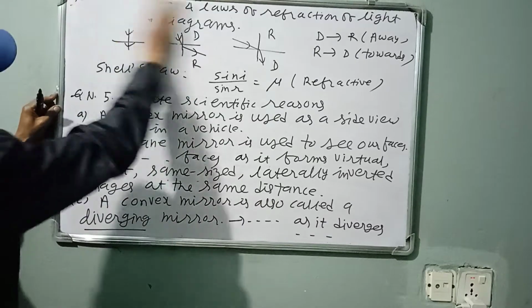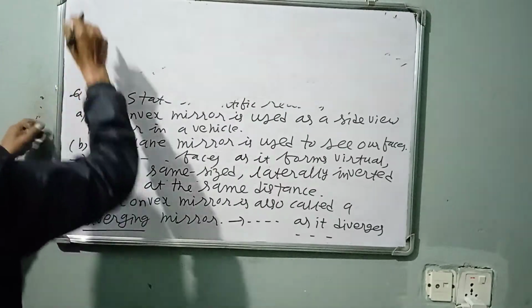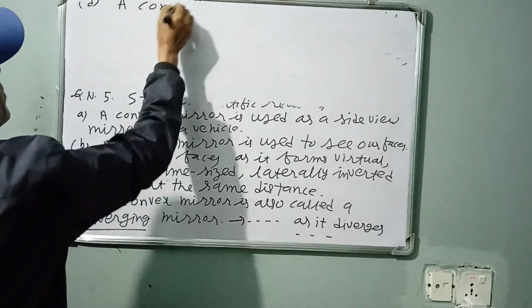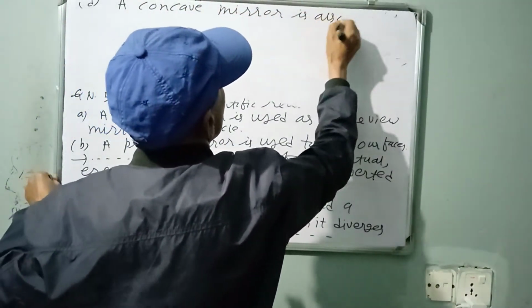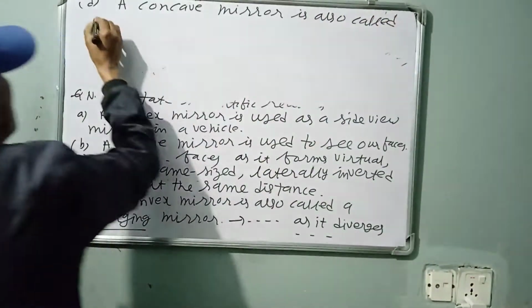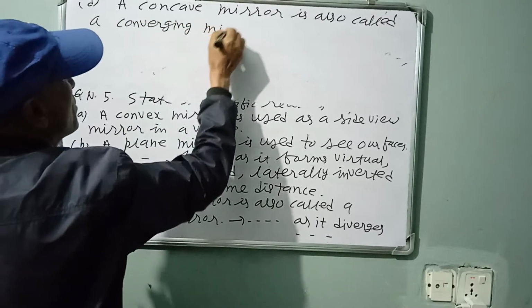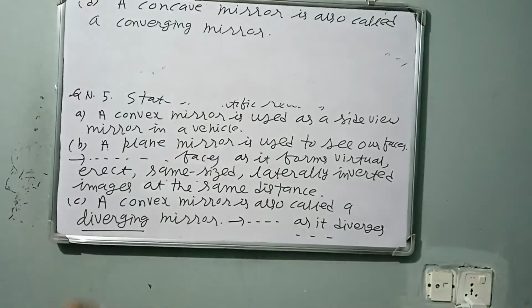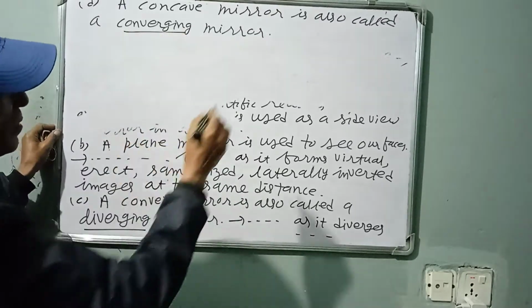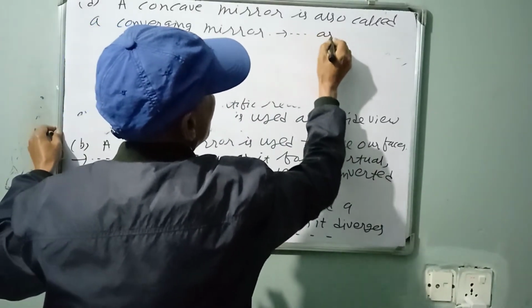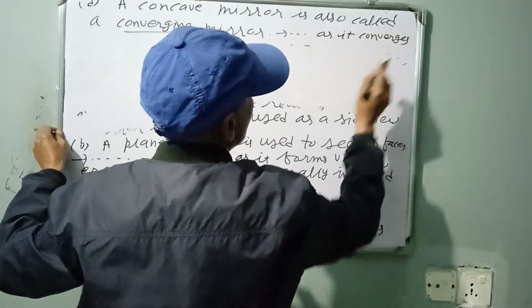Question number 4C. Question number 4D. A concave mirror is also called a converging mirror. Why? Because it converges. As it converges parallel beam of light.